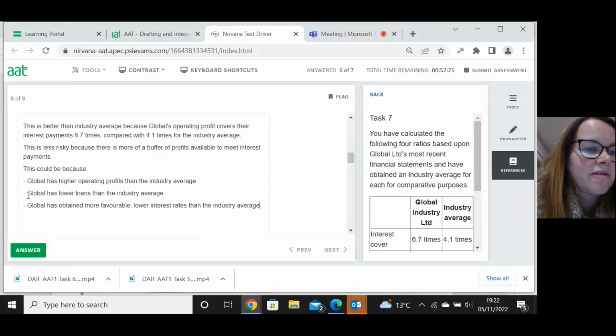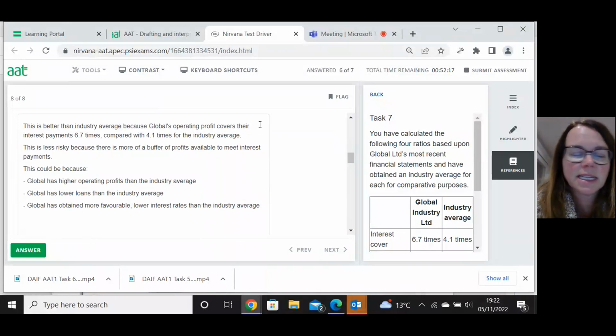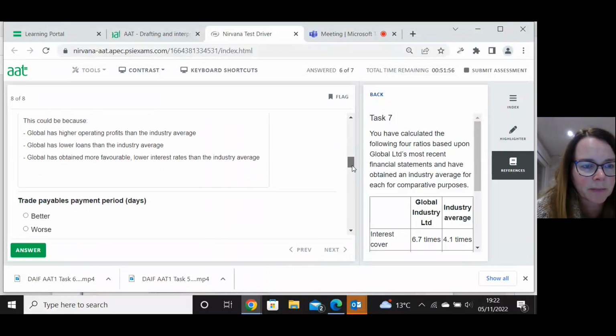That's probably sufficient, right? That's probably more than enough. If I look at their suggested answer, they're giving 1 mark for saying it was better. We tick that box. Then they're giving 2 marks to say it may be due to higher profits, 2 marks for saying more profit is available to meet interest payments, and 2 marks for saying they might have lower interest payments, lower interest rates. So yeah, we've nailed it. We've only got to get 4 marks. We've exceeded it.